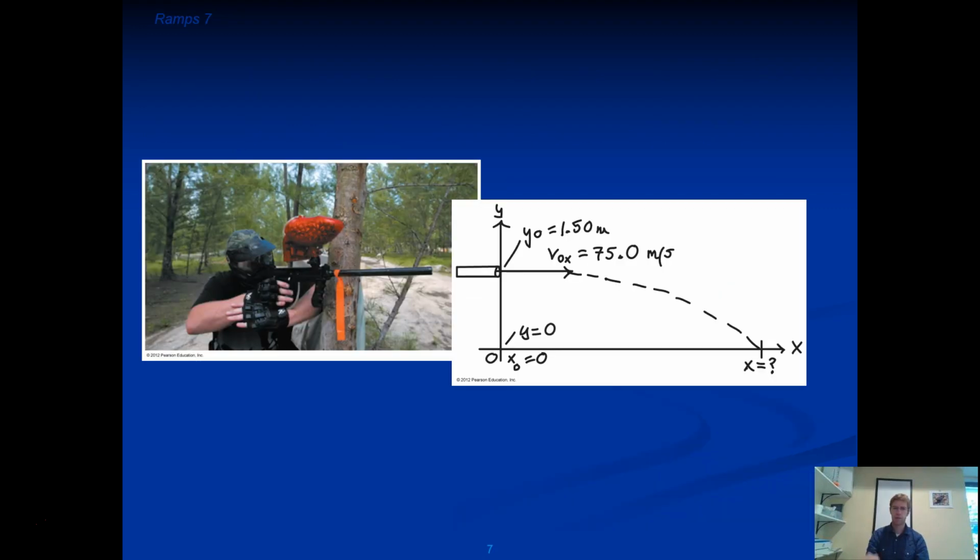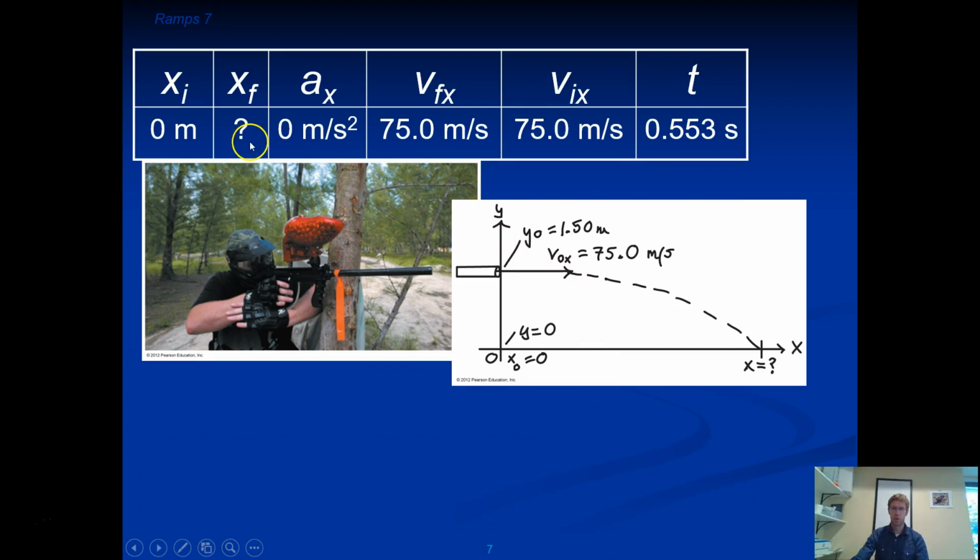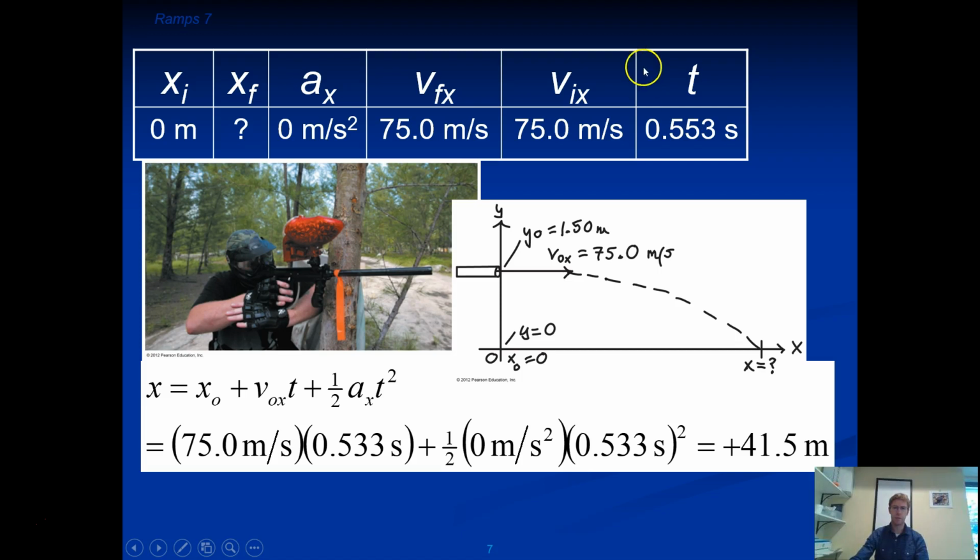So the second question asks you then, how far horizontally away from you does it land? Now we can follow the exact same process. Now we're looking in the horizontal direction, so our initial position is 0. Our final position is what we're trying to find. There's no acceleration in the x direction. We're ignoring air resistance, so there's no force, nothing to slow it down. So it's going to stay at 75 meters per second the whole time. That's what it starts at. As we're told in the problem, that's what it's going to end at because it stays the same. And now we know the amount of time it goes for. So we can use the same equation once again. Now for the x direction.